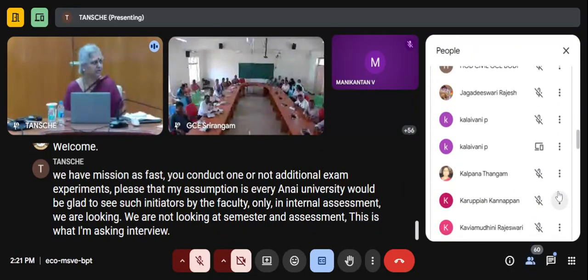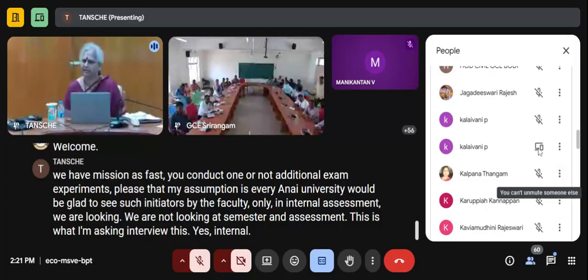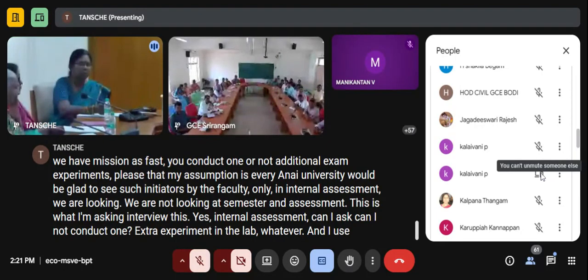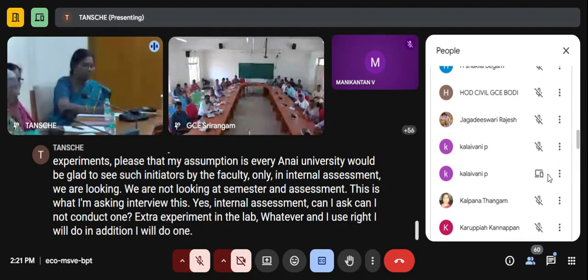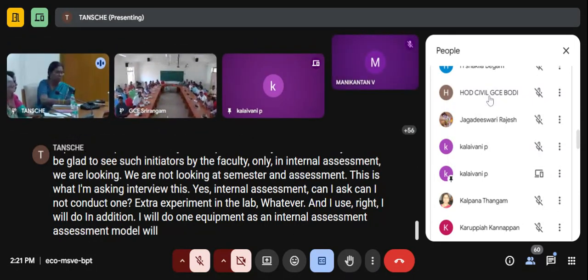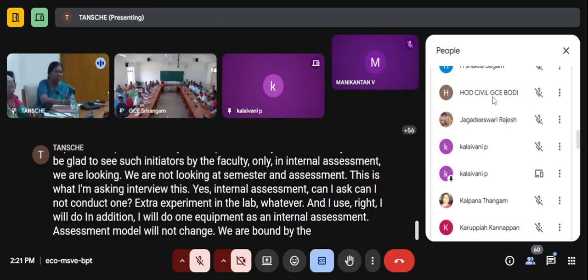Do we all agree to this? Yes, internal assessment. Can I not conduct one extra experiment in the lab? Whatever Anna University requires, I will do. In addition, I will do one experiment as an internal assessment. The assessment model will not change. We are bound by the university guidelines.